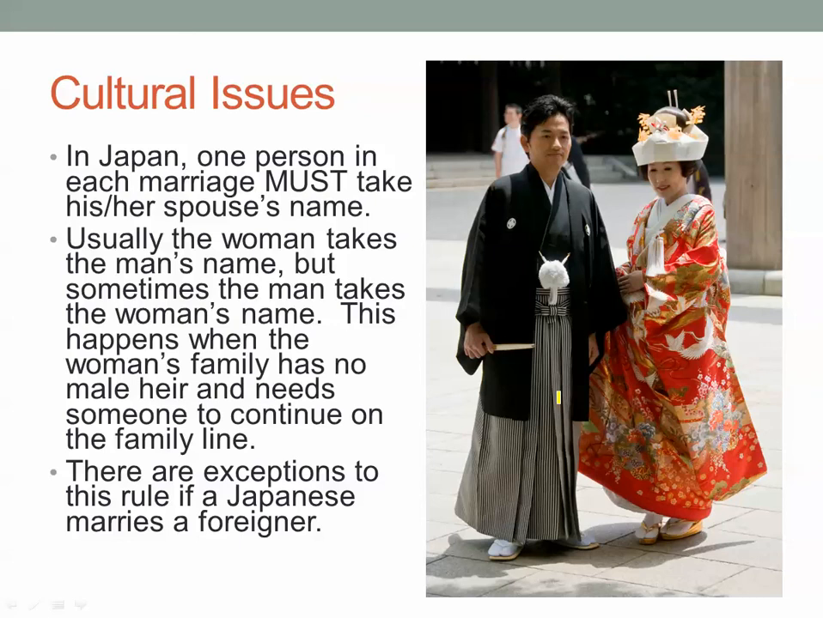But before I do, I'll say parenthetically that there are exceptions to this rule if a Japanese marries a foreigner. Japan's getting a little more flexible about foreigners marrying Japanese and living in Japan and being part of the fabric, if you will, of society. But there are still some exceptions to this rule, and they're much more complicated than we need to get into.